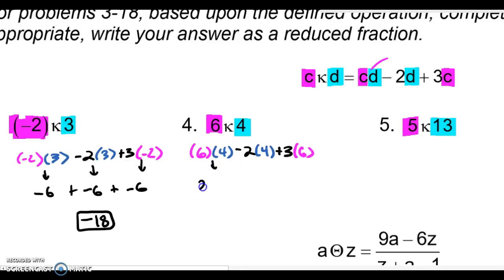So 6 times 4, that's going to give me 24. -2 times 4 is going to give me -8, and 3 times 6 is going to give me 18. So when I put those together, I'll get 34. So notice again that those three terms are not the same here. They were the same here. That was just a happy coincidence.